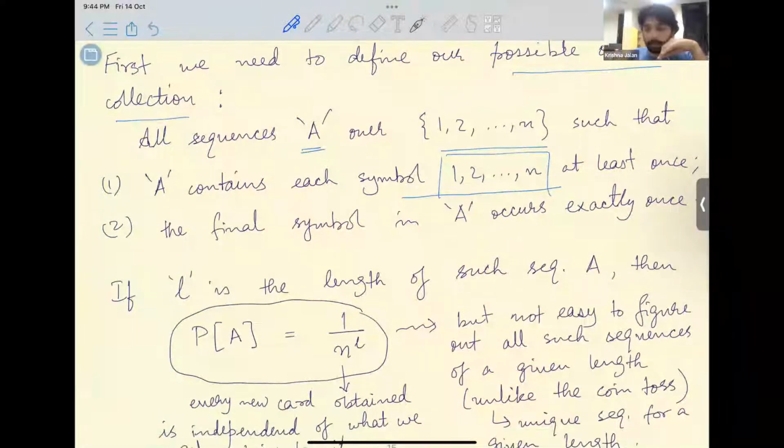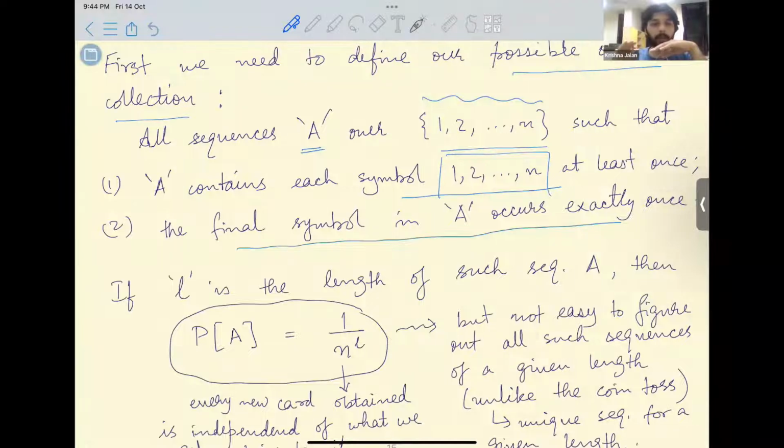The second requirement is that I want the final symbol to occur exactly once. That was the minimum criterion, right? I need at least one, so I need the final symbol to occur exactly once. I don't need more than that. So my sequences over this set should satisfy these two criteria. It cannot be an arbitrary sequence. I cannot just put any number I want. It has to satisfy these two conditions.